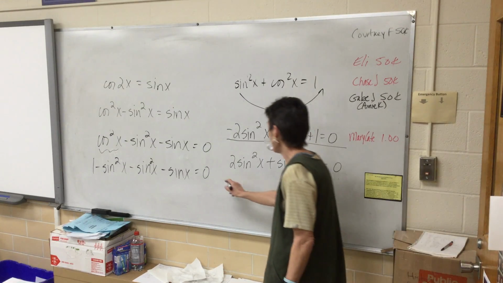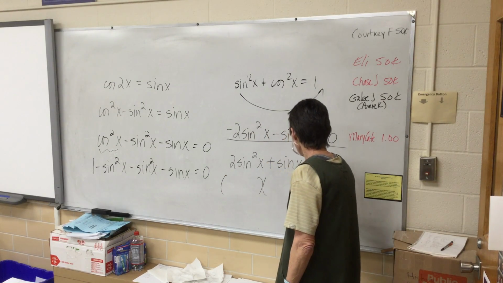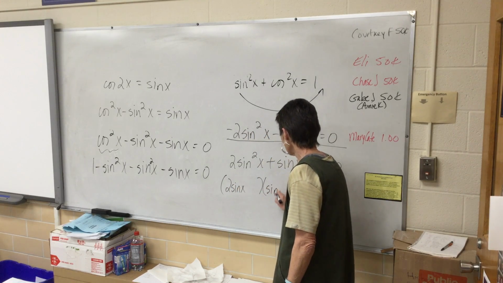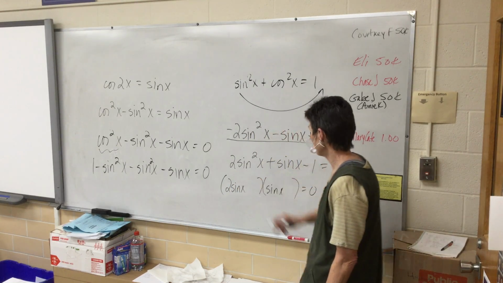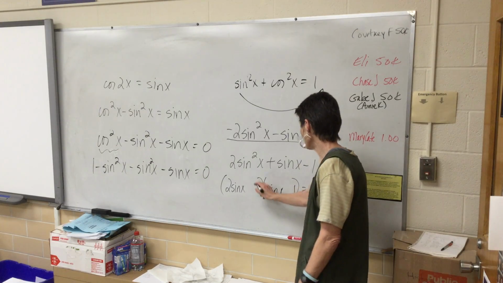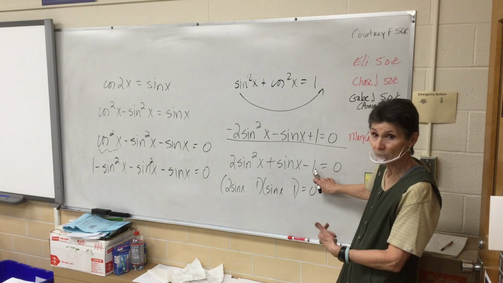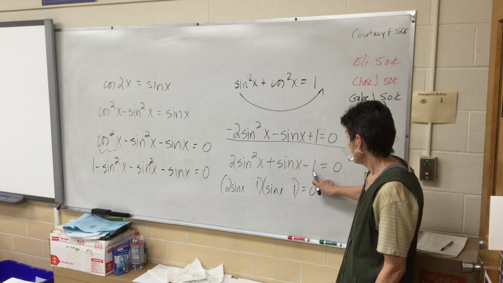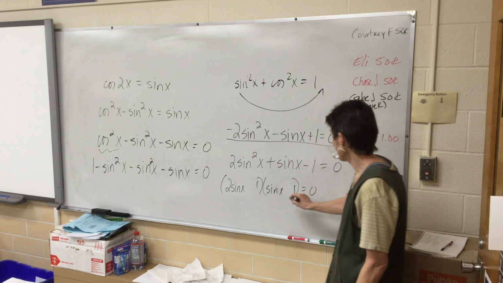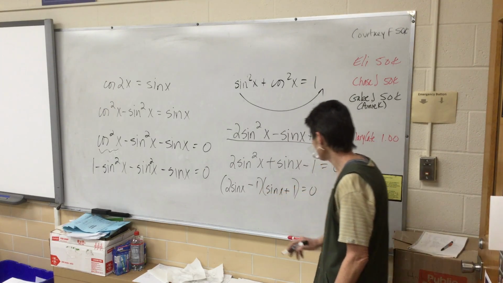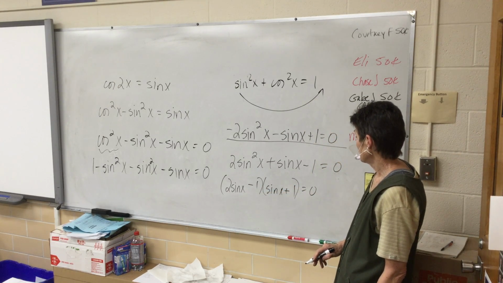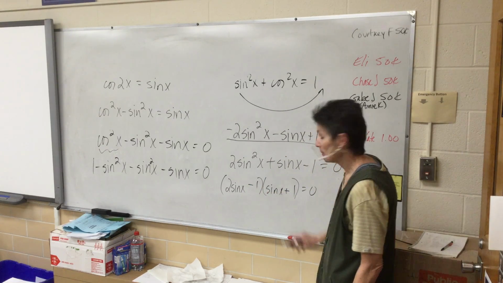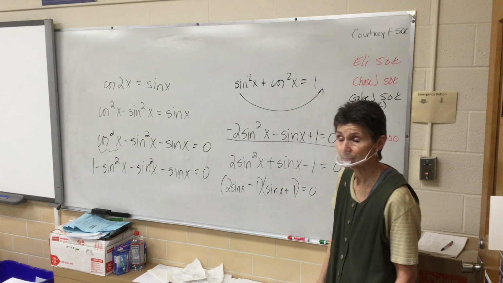Now I think I can factor it. I know I'm going to have a 2 sine times a sine, because that's how I'll get 2 sine squared. I know I'm going to need 1 times 1, because that's the only way to get 1 when I FOIL. And now I just need to figure out, I guess that's plus and that's minus, because when I FOIL that out, it gives me a positive sign in the middle.